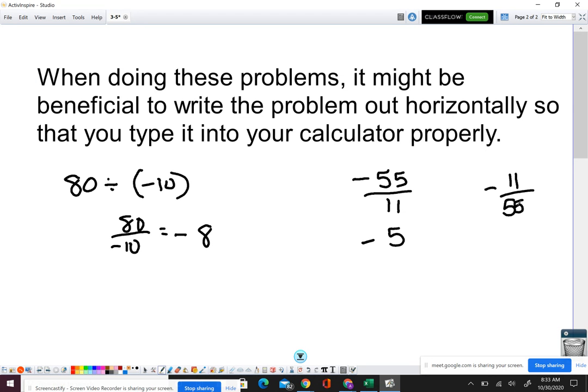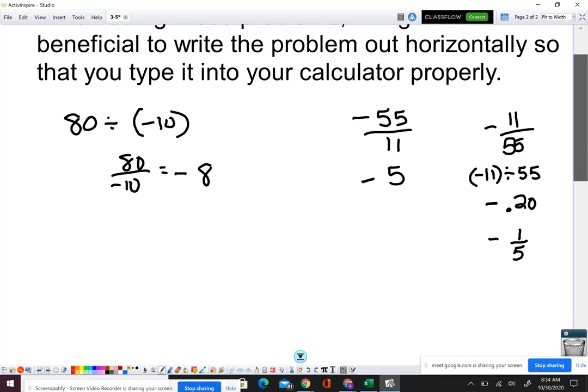Over here, if I write this out horizontally, I will write it out like this. I'll put parentheses around the negative part, have the division, and 55. And my answer on my calculator will be minus 0.20. If you work it out vertically, you're going to get a minus because there's one negative sign, and you're going to get 1/5. More than likely, you'll take 11 into 55, and it reduces down to 1/5. So nothing new, just that we're changing the operation from multiplication to division.